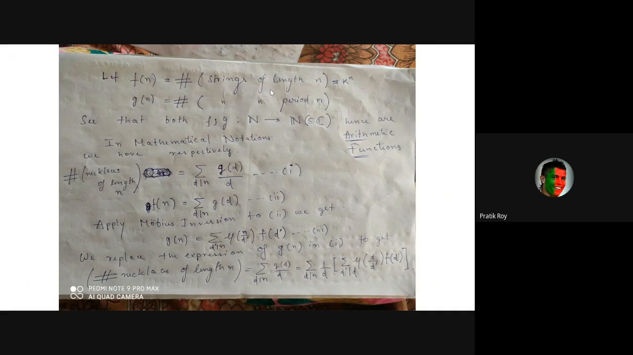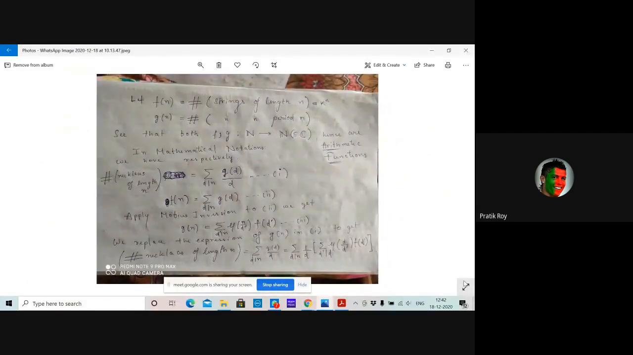Okay, so we know what is Fn, that is k to the power n, and we define Gn to be strings of period n. We see that both f and g are arithmetic functions, and what we had previously for the expressions of strings of length n and necklaces of length n is written in terms of mathematical notations, and it turns out that the number of necklaces of length n equals summation d divides n gd by d.